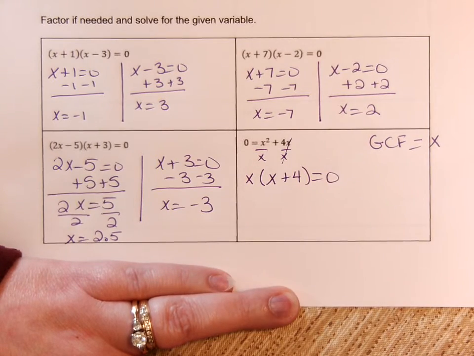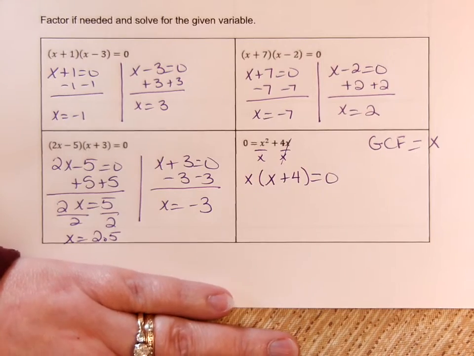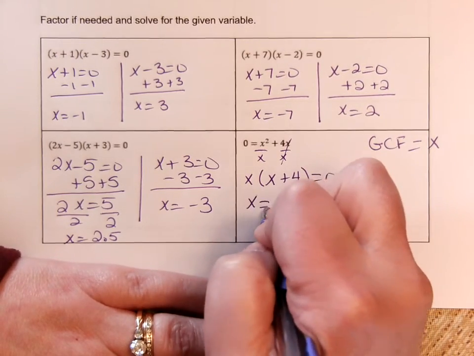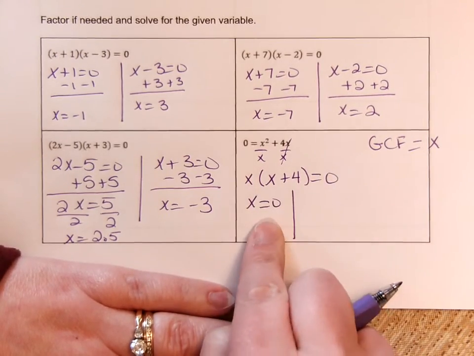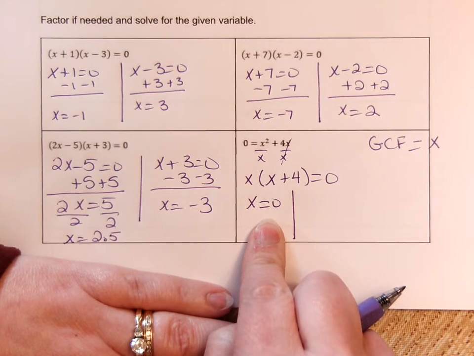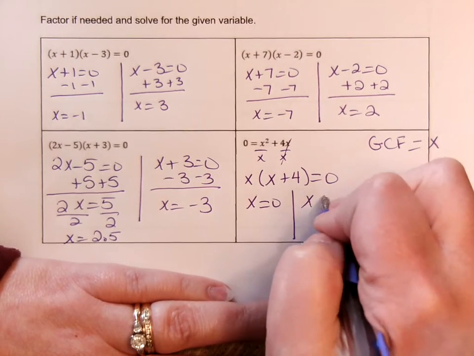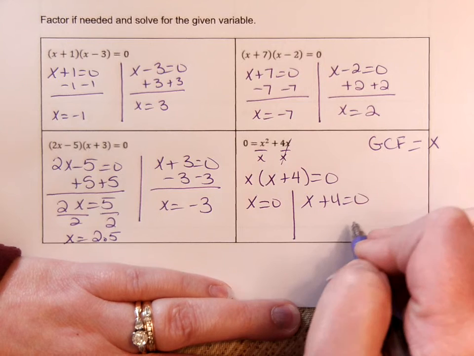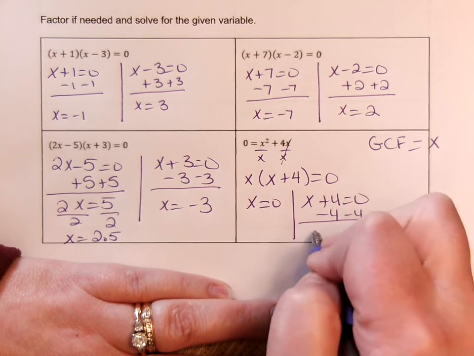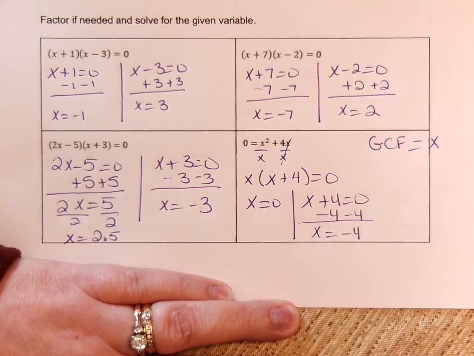Set it equal to 0, and then do your t-bar. So x equals 0. Boom, there's nothing to do there. It's all set for you. And then x plus 4 equals 0. We minus our 4, and x equals negative 4. Okay.